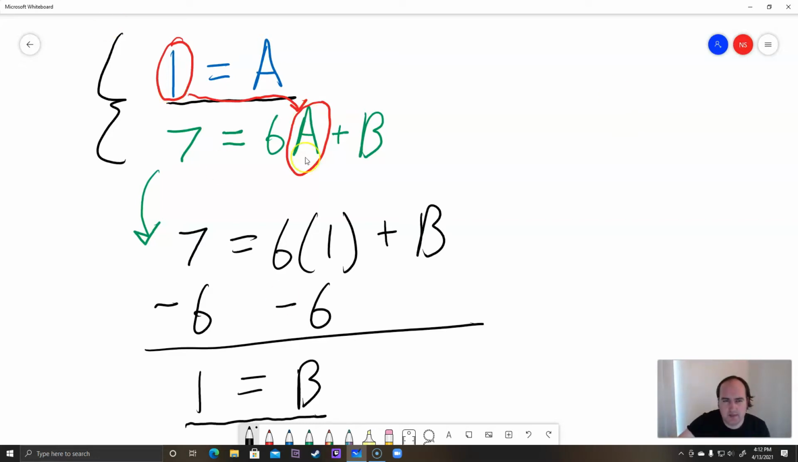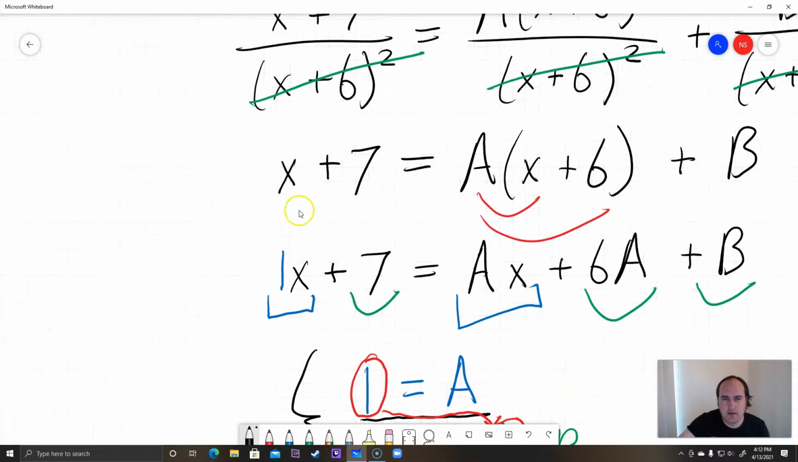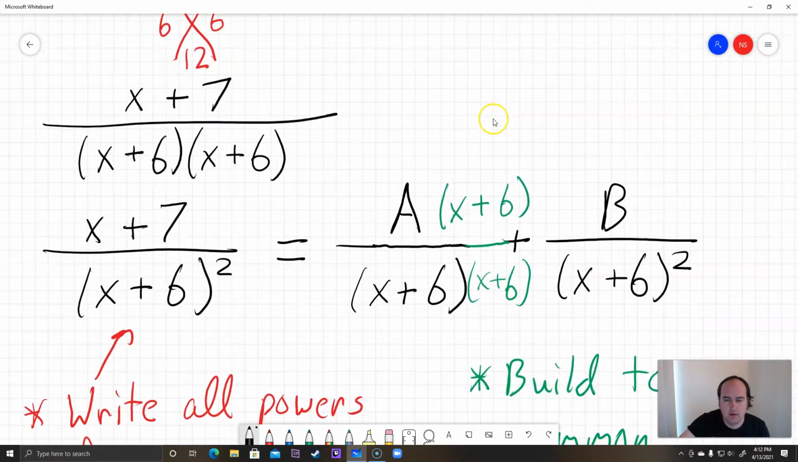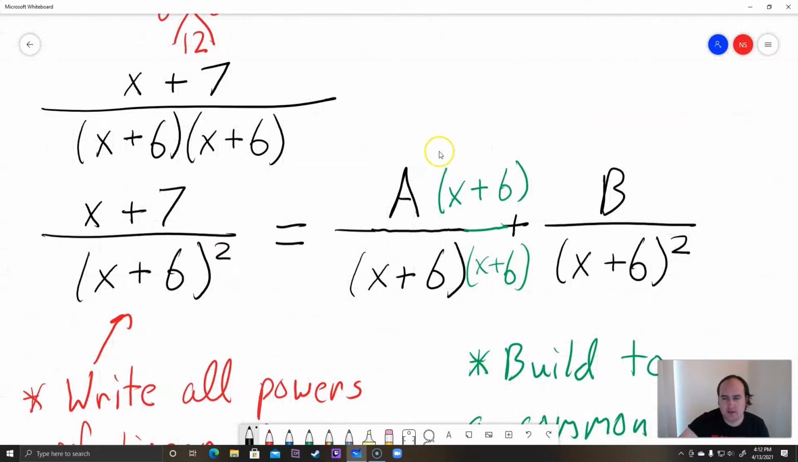Okay, so now we can actually plug these back in into our original equation on the right side up here. So this was our original equation. Remember, I multiplied by x plus 6, but those weren't included in the original equation. So our original equation was this here.